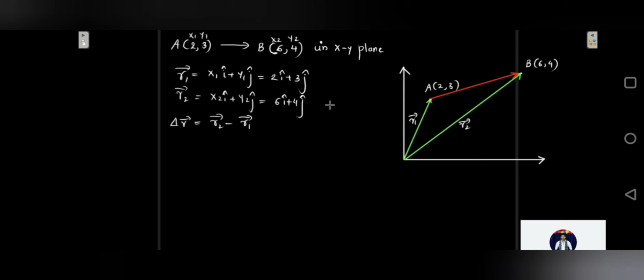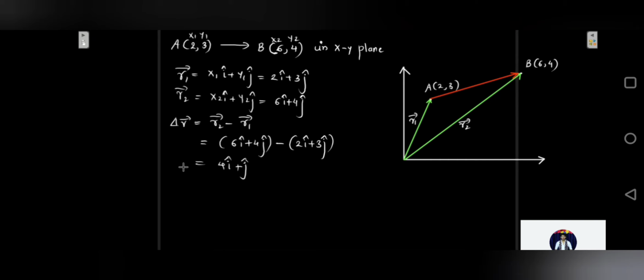We are going to learn this in detail in the theory part, but since we have this question here, we'll just go through it. The final position minus initial position is going to give you the displacement between the 2 points. So what you are going to do over here is, for R2 you substitute 6i plus 4j minus R1, which is 2i plus 3j, and take the difference between them. So 6 minus 2 will be 4i, 4 minus 3 will be 1, that is j.